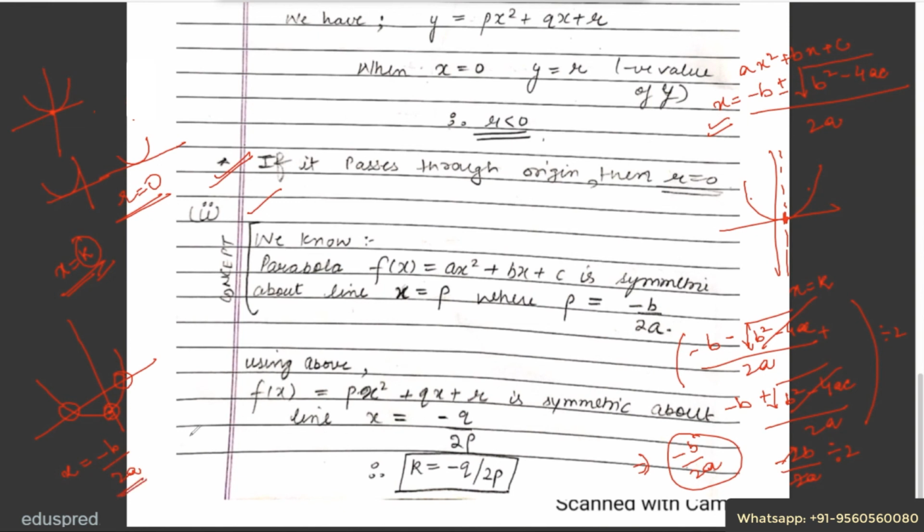Now again here we have q instead of b and we have p instead of a. So by substituting this, we get that the parabola px square plus qx plus r is symmetric about the line minus q by 2p. Thus, your k is equal to minus q divided by 2p.